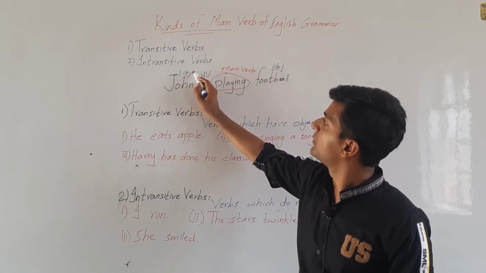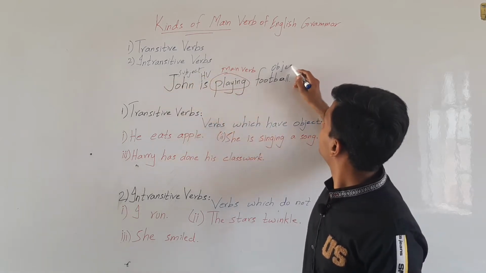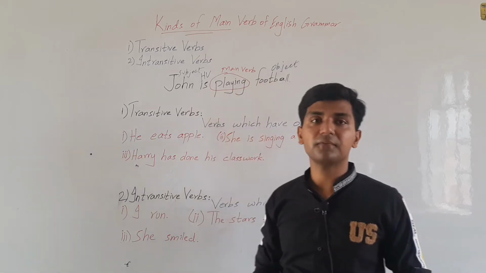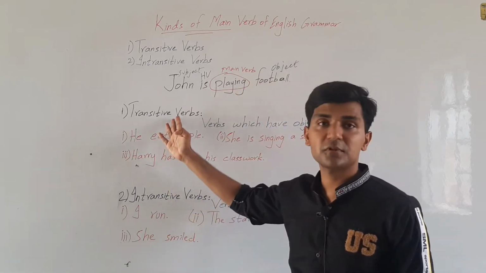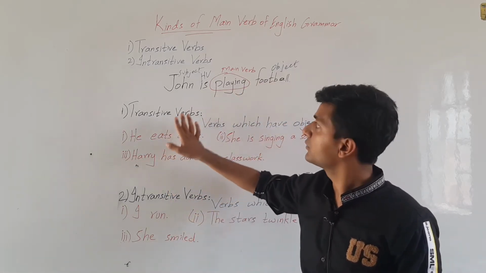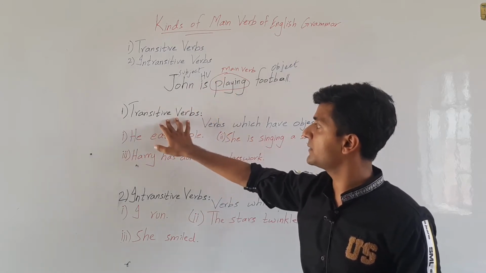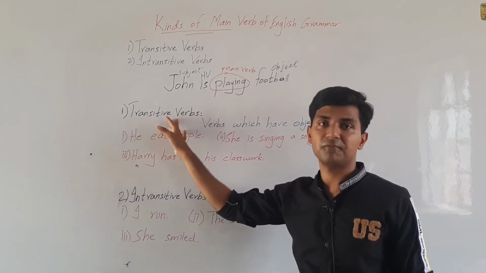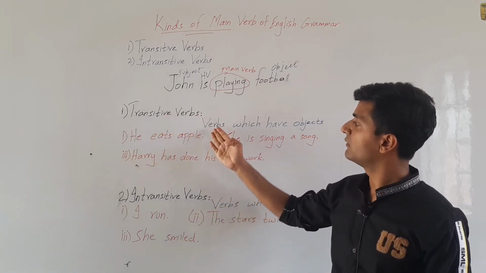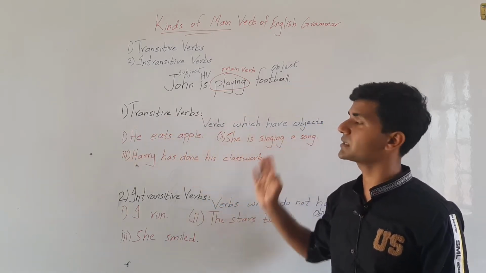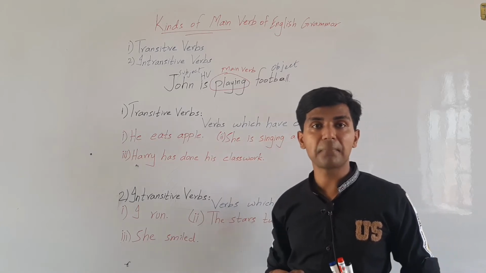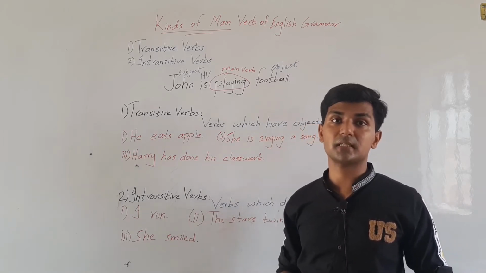Now we move further. There are two types of main verbs. First are transitive verbs. What are transitive verbs? Transitive verbs are verbs which have objects, the verbs which possess objects in their sentences.